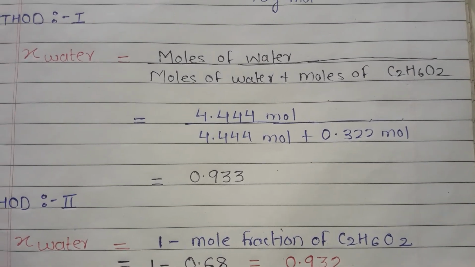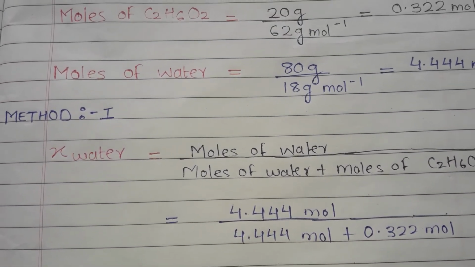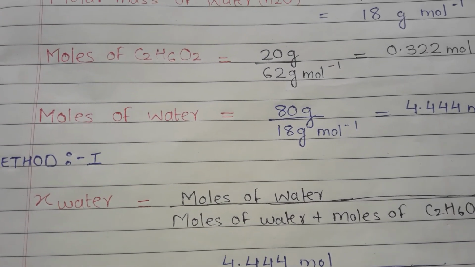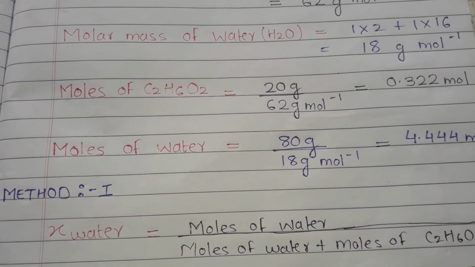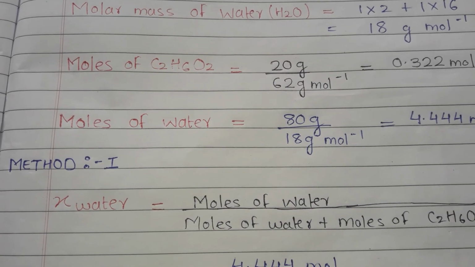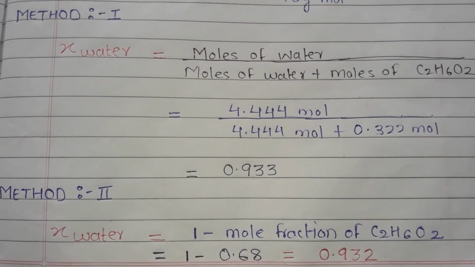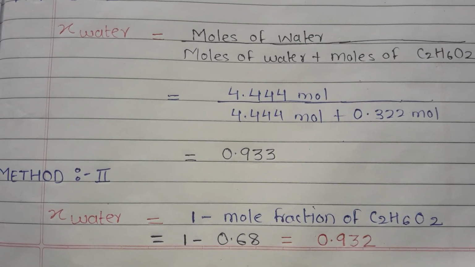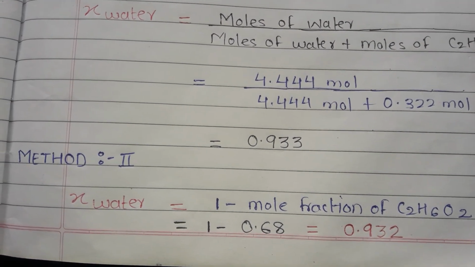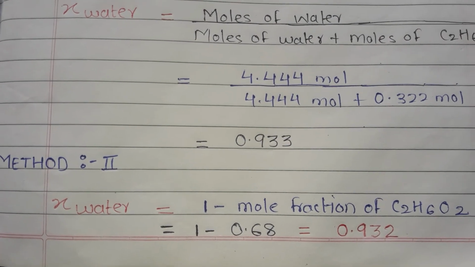So in both these tricks we have learnt a lot. In the first trick we saw how to find the molar mass and how to find the moles. And in the second trick we came to know that if we know the mole fraction of one component of a solution, we can quickly find the mole fraction of the other component of the solution.